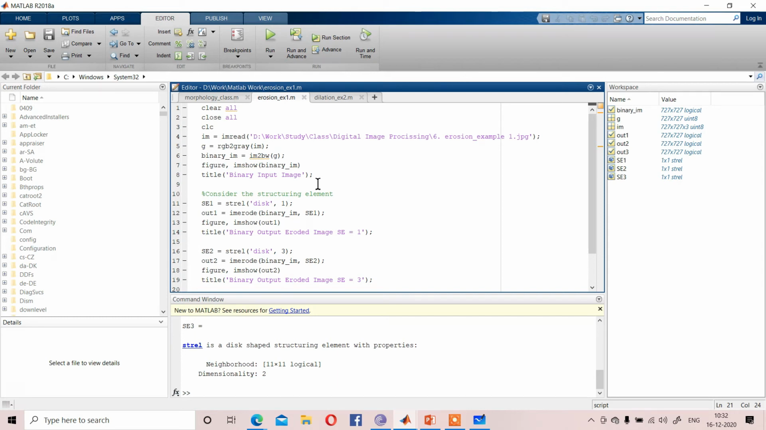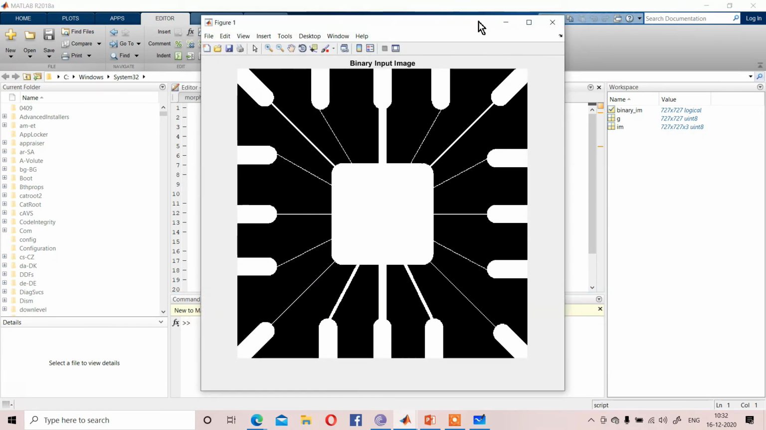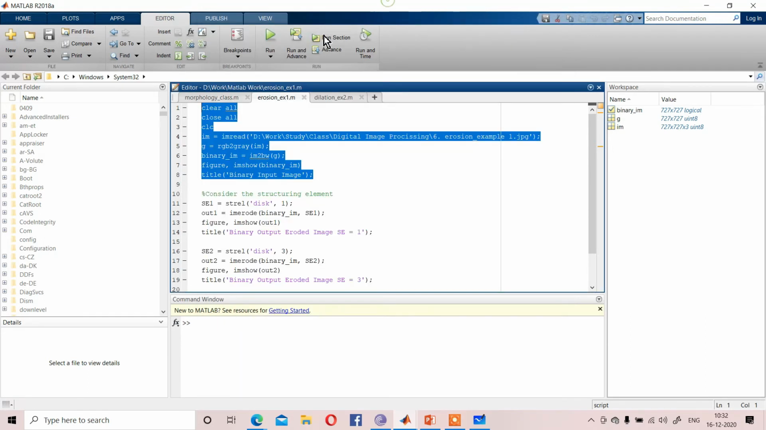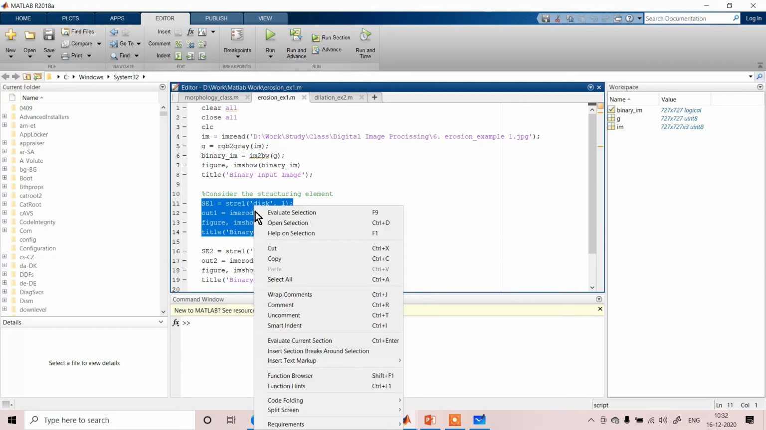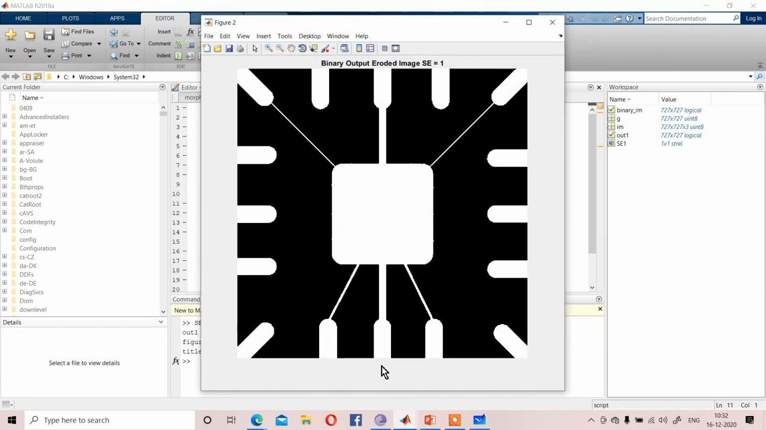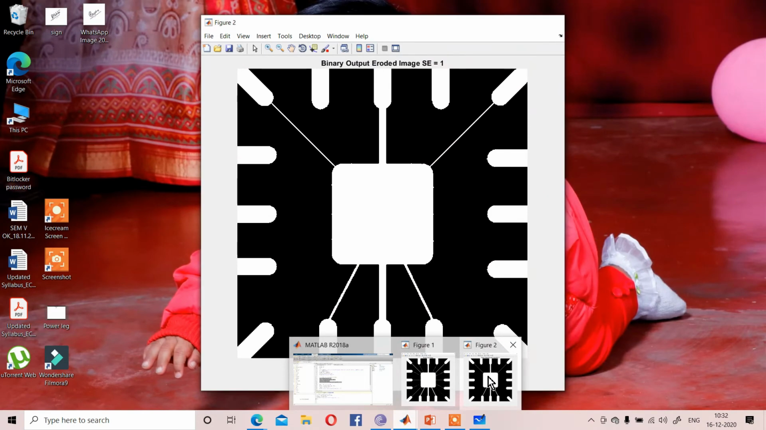I am running the code. If you see the result, it will be more clear to all of you. That is your input image. Over that input image you need to run the code. First I am running, considering the disk shape structuring element with value 1. If we consider that, see the result. That is your input image, that is your output image, considering the structuring element with value 1. That is considering a 3 cross 3 matrix.